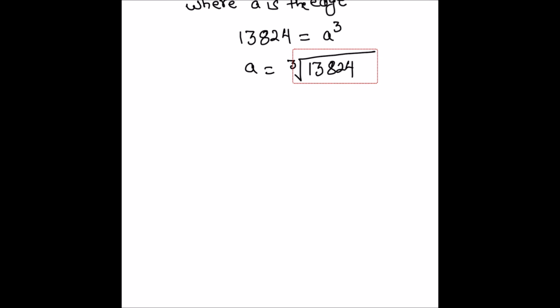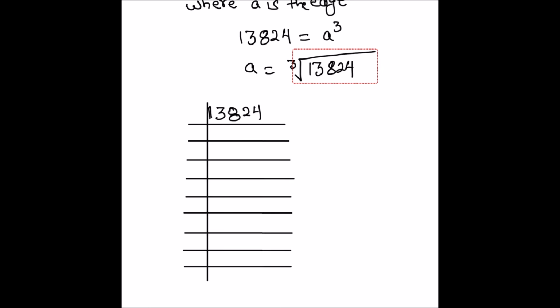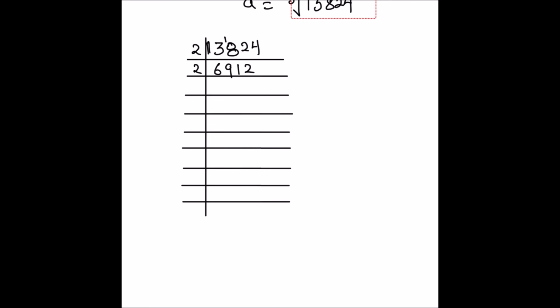Let's find the cube root of 13,824 using prime factorization. As it is an even number, let's divide it by 2. 2 times 6 is 12, 1 is remainder, this becomes 18. 2 times 9 is 18. 2 times 1 is 2. 2 times 2 is 4. 2 times 3 is 6. 2 times 4 is 8. 1 is remainder, this becomes 11. 2 times 5 is 10. 1 is remainder, this becomes 12. 2 times 6 is 12.